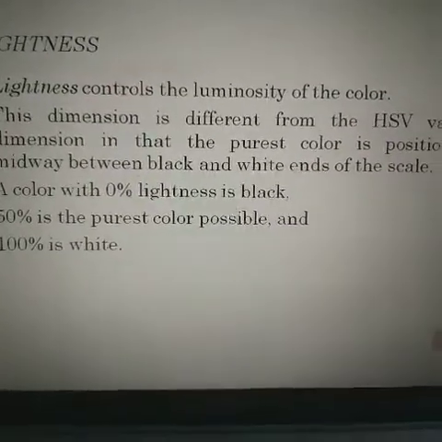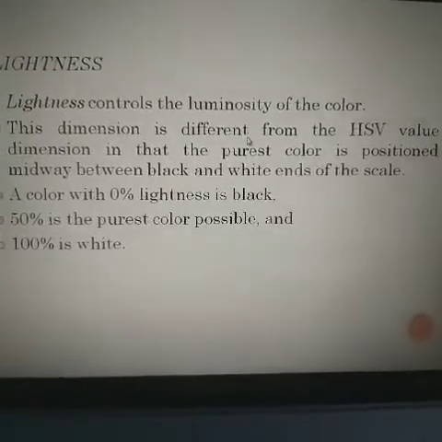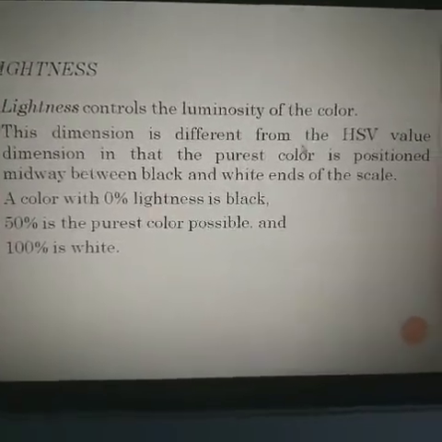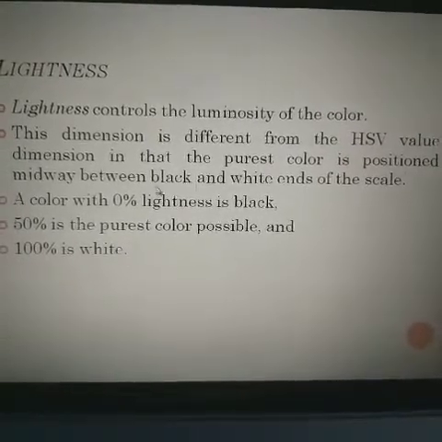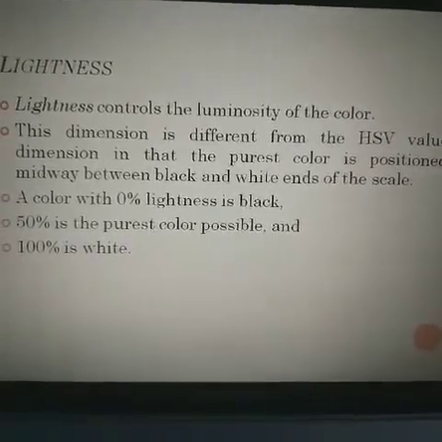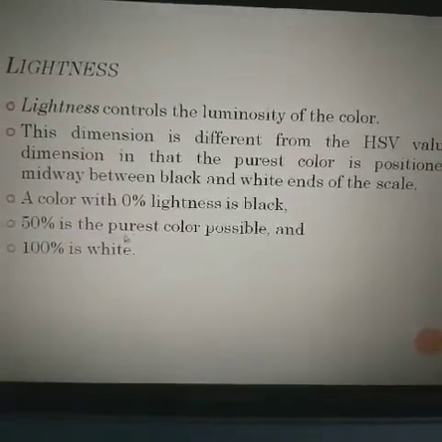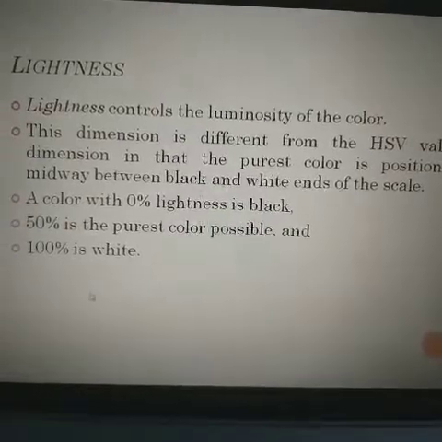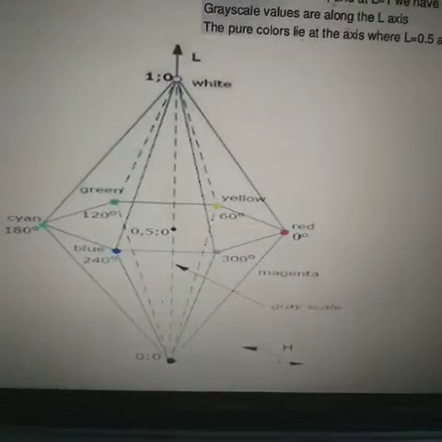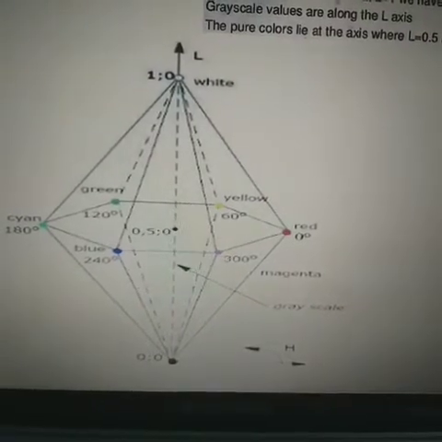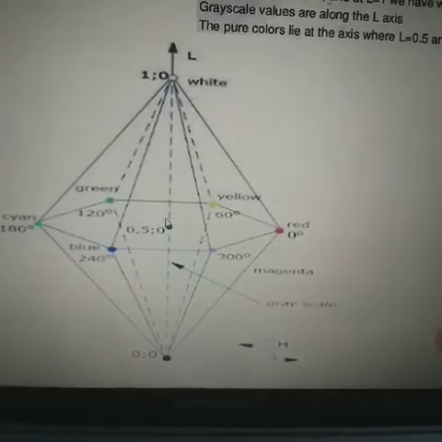So we can say that the lightness controls the luminance of the color. This dimension is different from HSB value dimension in that the purest color is positioned midway between the black and white ends of the scale. A color with 0% lightness is black, 50% is the purest color possible, and 100% is white. We can represent this like this. We have the two cones which are to be connected on this face.